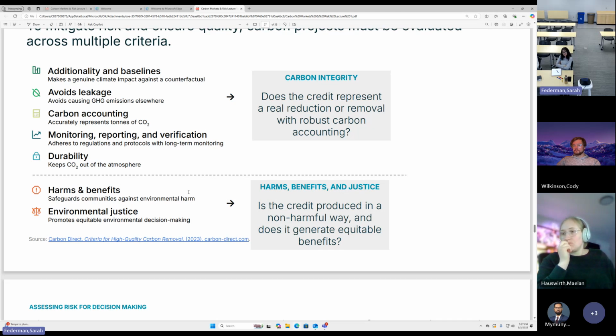Also, are we using pesticides that are banned? Do we think that there are invasive species that are being deployed? All of these things we want to know. Any questions about these quality criteria?